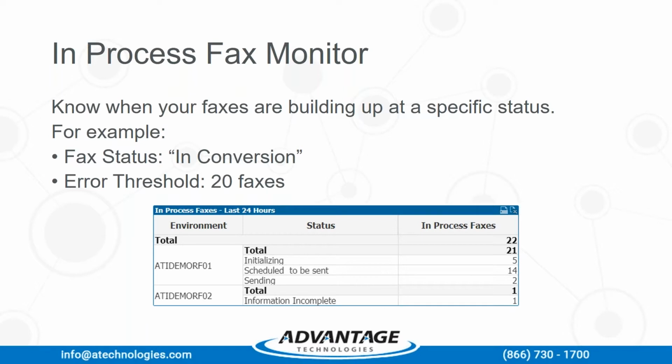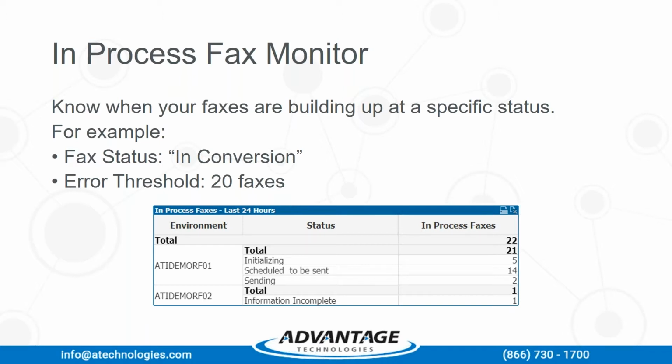So now you can choose a specific fax status. Let's say you want to know whenever you have more than 20 faxes in conversion. Some of you have seen times where your conversion engine gets hung up and faxes just start building up in that in conversion status. They never go to failed, but just sit there in conversion. Well, now you can set a threshold of 20 faxes in FaxPulse. It'll check for your in-process faxes, and it'll let you know when you're over that threshold.